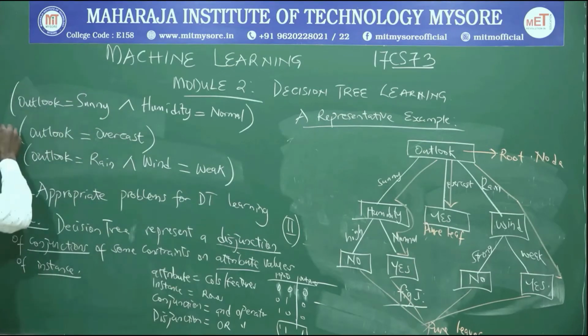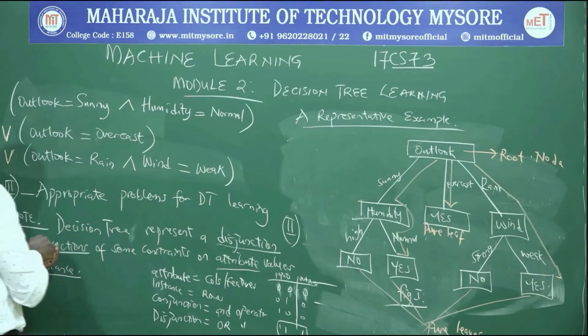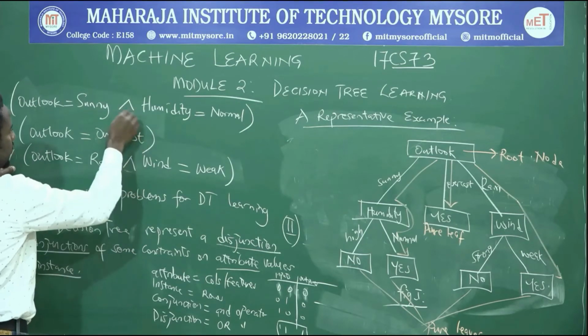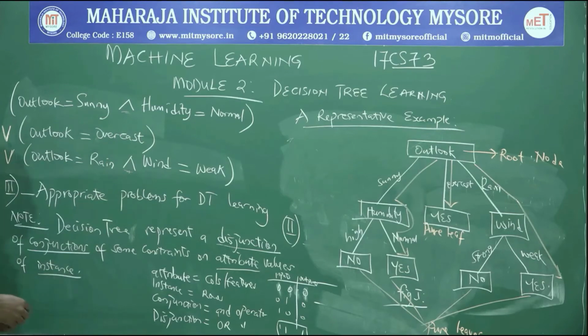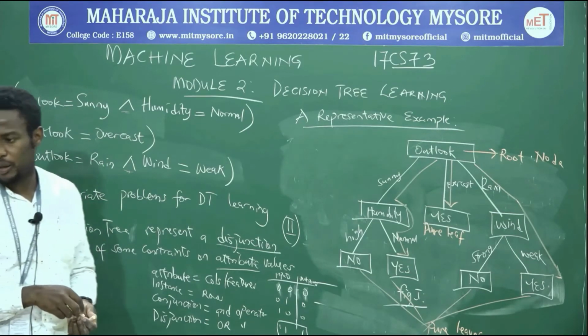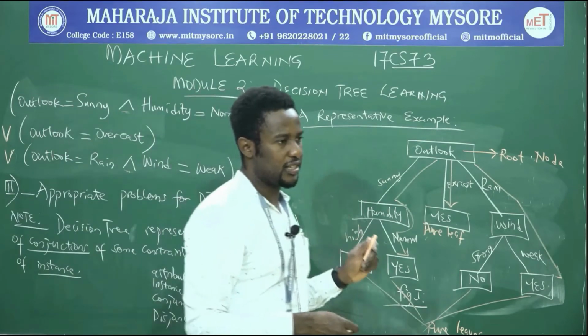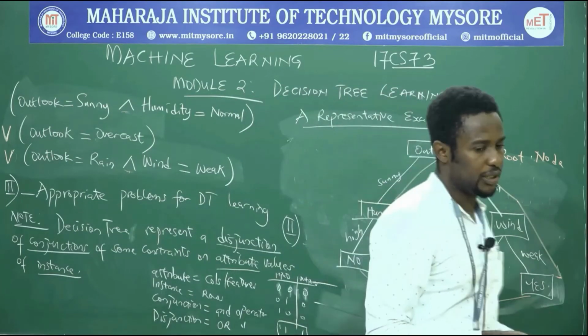So I'm going to highlight this is my disjunction. Another disjunction of what? Conjunctions. Now you see, disjunction of conjunctions. Okay, fine. Disjunctions of conjunctions. So this represents the expression in terms of conjunctions and disjunctions. I hope you got my point.